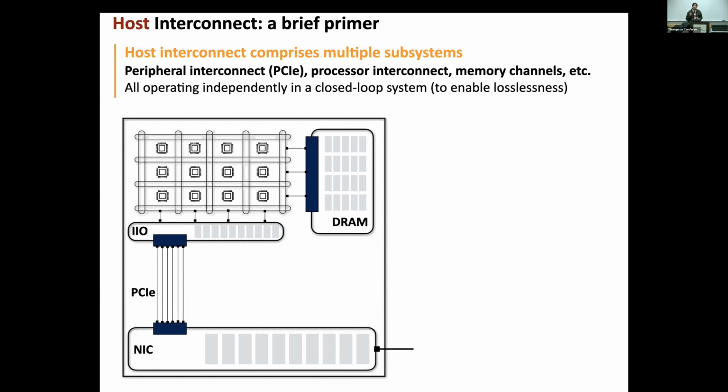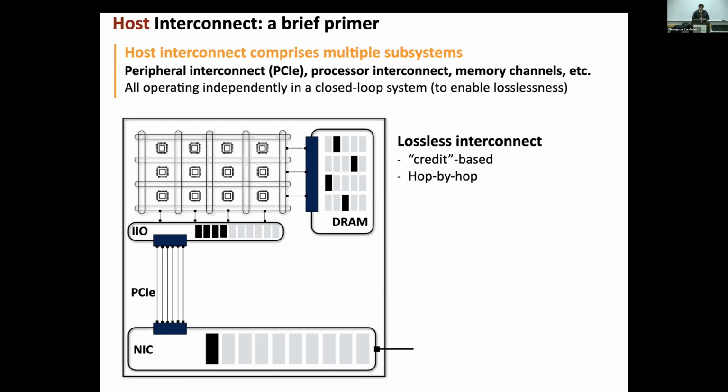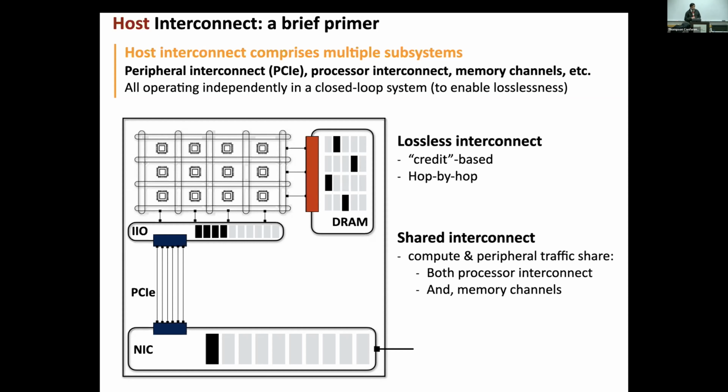Now, there are two important aspects of this host interconnect. First, it is lossless, so it uses a credit-based hop-by-hop flow control mechanism. To give a rough idea, suppose a NIC receives a packet and wants to DMA it to the memory. First, it uses PCIe with some fixed number of credits, and then these credits are released once the packet lands in the DRAM. A second interesting aspect of this host interconnect is that it's shared. Both the compute and the PCI traffic can use this shared interconnect. For example, you can see the memory channels are used by both the CPU and the PCI traffic.